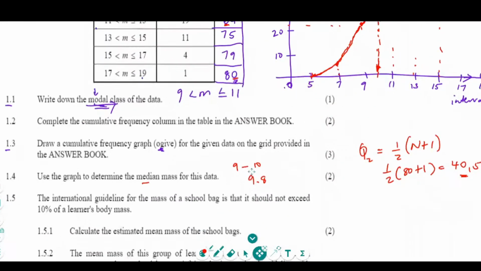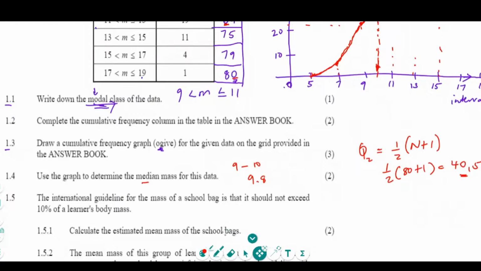They're telling us that the international guideline for the mass of a school bag is that it should not exceed 10%. I never knew this. We're just carrying heavy bags and small light bags. Okay, so they're asking us to calculate the estimated mean.